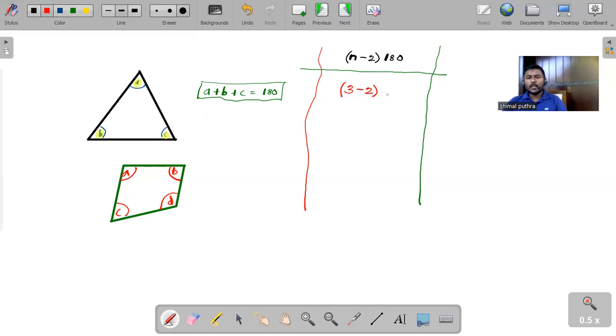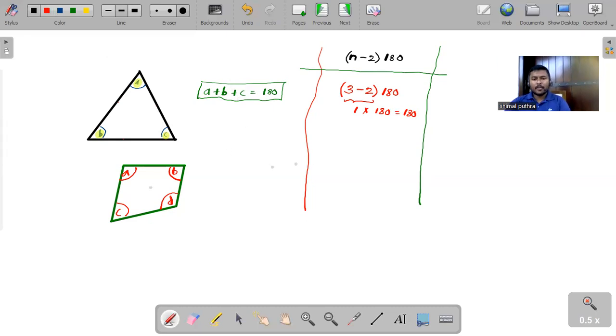So (3 minus 2) into 180. 3 minus 2 is equal to 1, into 180. 1 into 180 means 180. That's why I told you the sum of the internal angles in a triangle is equal to 180.